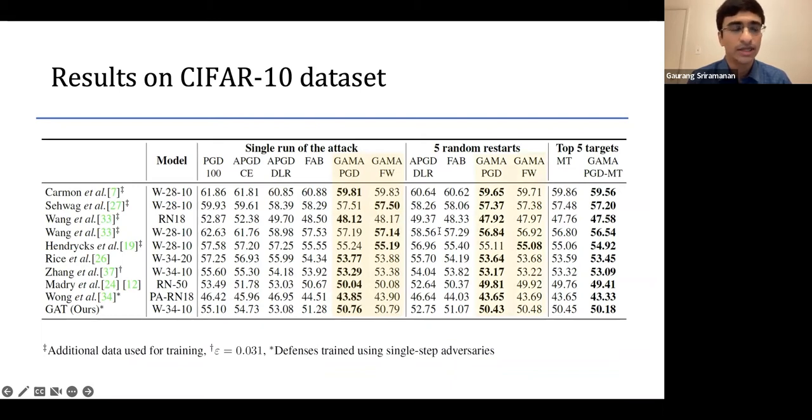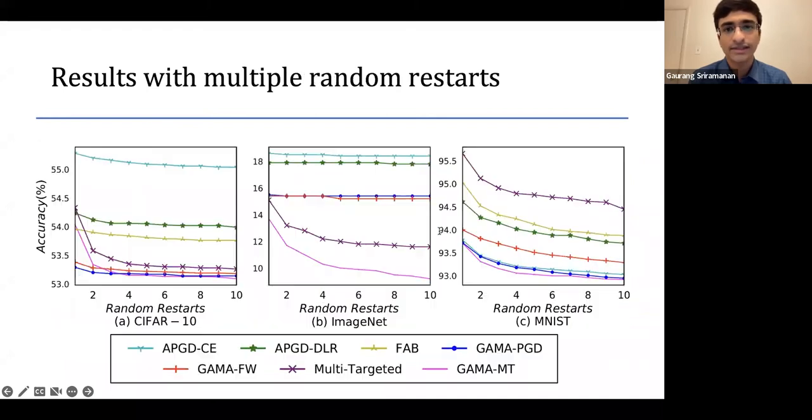Using the proposed gamma attack, we demonstrate state-of-the-art results across multiple adversarial defenses for both a single run of the attack and with multiple random restarts. So here the initial random noise is varied across the images. Further, we introduce a multi-targeted version of the attack called gamma MT, where the maximum margin loss is replaced by the margin loss directed towards the top 4 classes, excluding the true class. And in the final restart, we maximize the untargeted gamma loss as before. And we see that gamma MT consistently is one of the most effective attacks across all the defenses. We also demonstrate state-of-the-art results across other datasets such as ImageNet and MNIST.